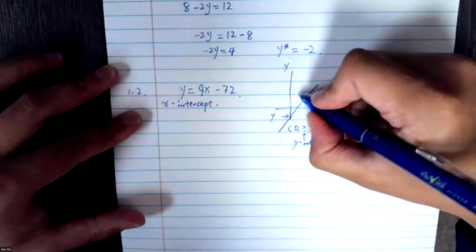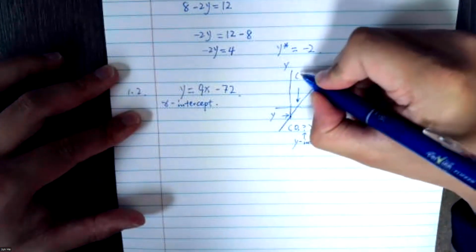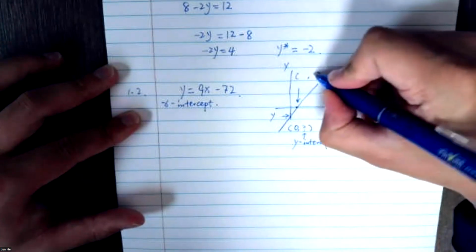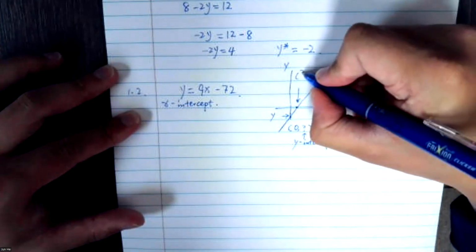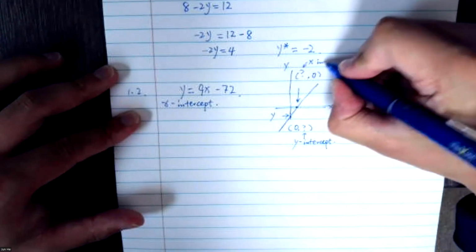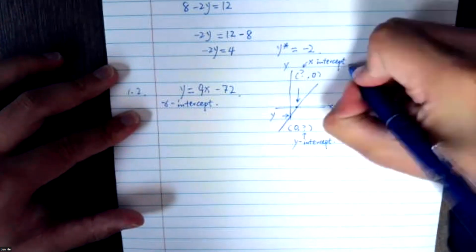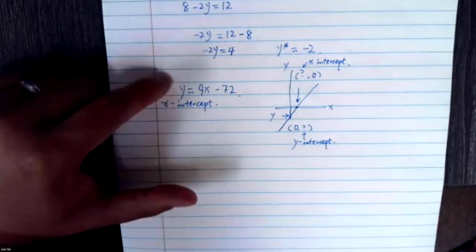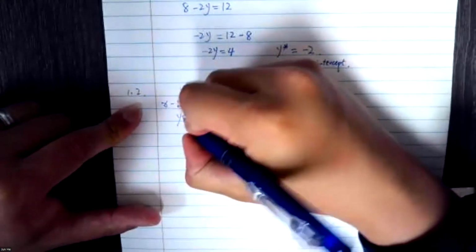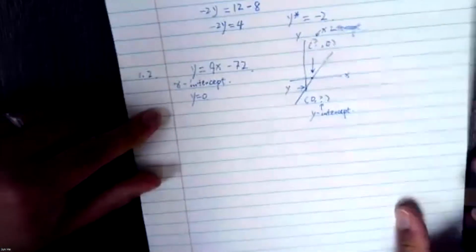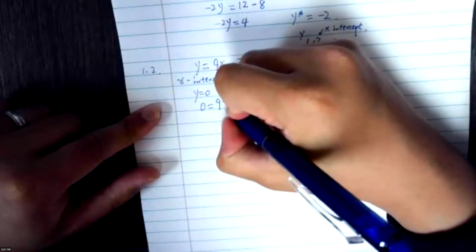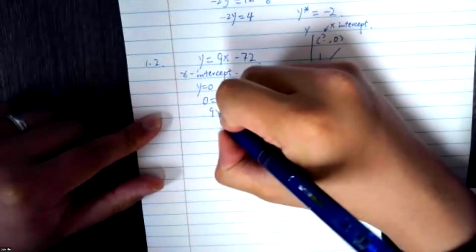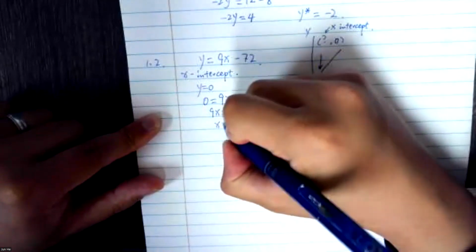Okay, and this one then is the x-intercept because there is no height, so y equals 0, and here you have to solve for x. So in this case, we have to solve for the x-intercept, and you know that y should be set as 0. So it is 0 equals 9x minus 72. 9x equals 72, x equals 8.